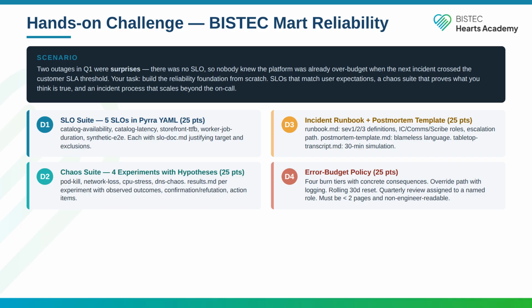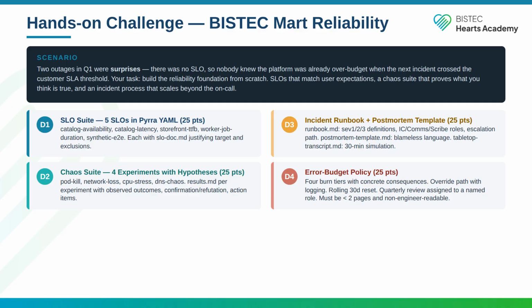Deliverable 2 is the chaos suite. 4 experiments with hypotheses written before running them, and a results document that records what you observed and whether the hypothesis held. At least one experiment should refute a hypothesis. If they all pass, the experiments aren't hard enough.